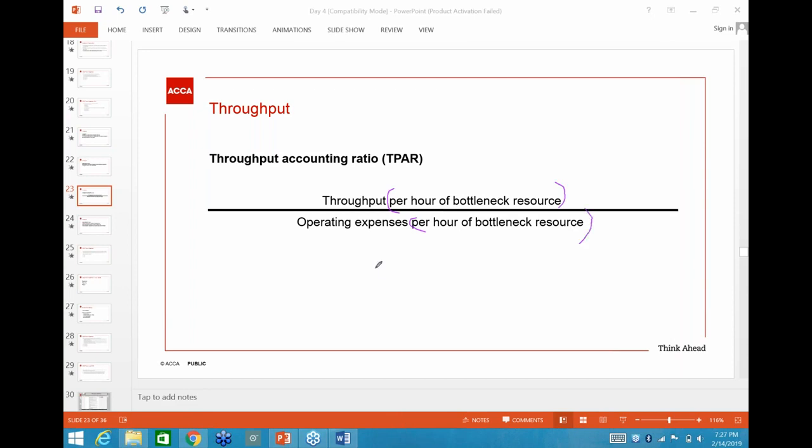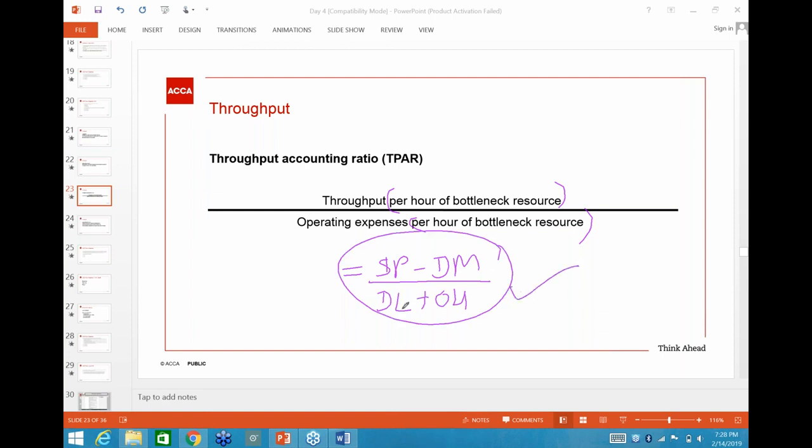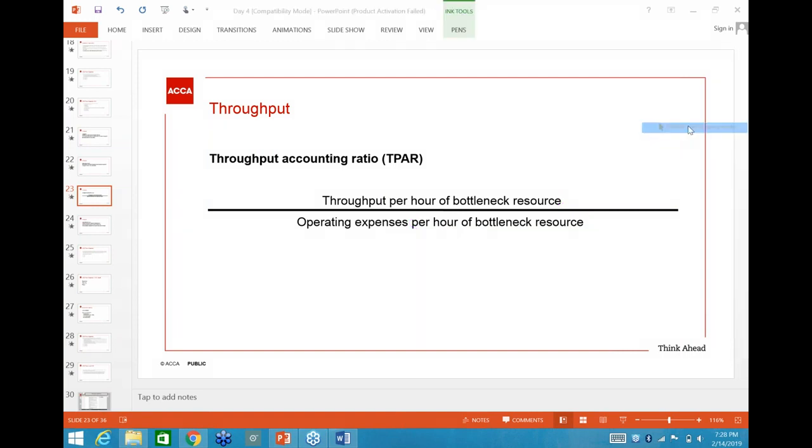So sometimes if the data gives you the details, I can simply say throughput contribution, which is selling price minus direct material cost, over operating expenses, direct labor plus overheads. So these two can give me the same answer there. And much faster, but assuming the data is given to me in terms of per unit values. Okay, so let me clear that and let me move on.